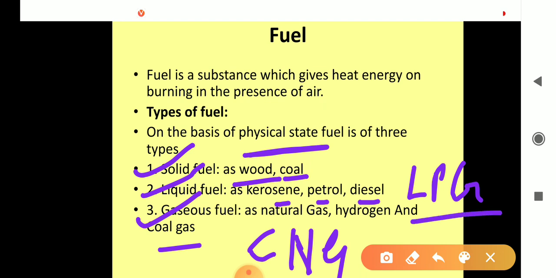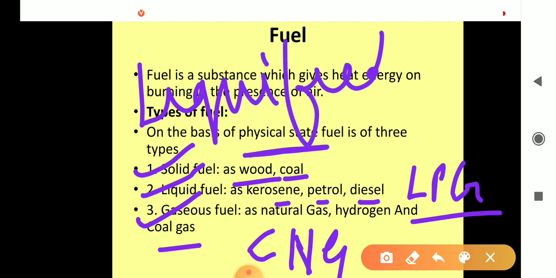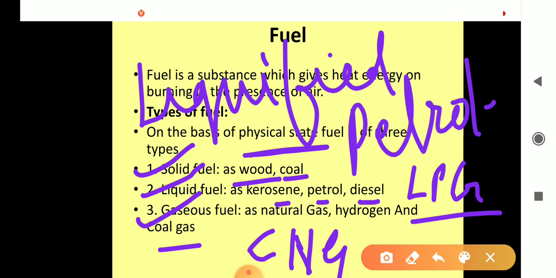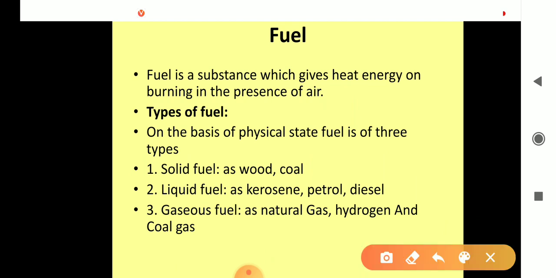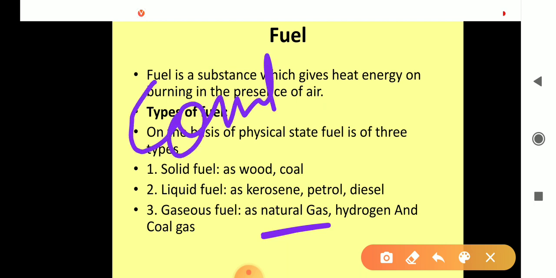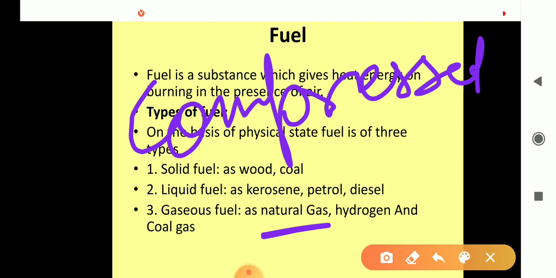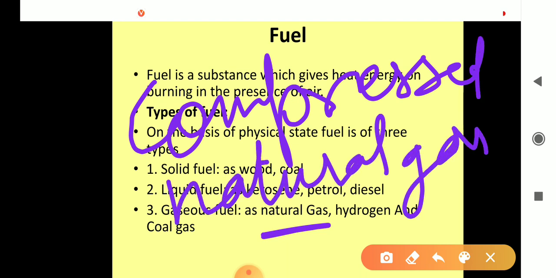What's the full form of LPG? LPG is liquefied petroleum gas. You will write liquefied petroleum gas. This is LPG, right? And CNG is natural gas. The full form of CNG is compressed natural gas, right? Okay.